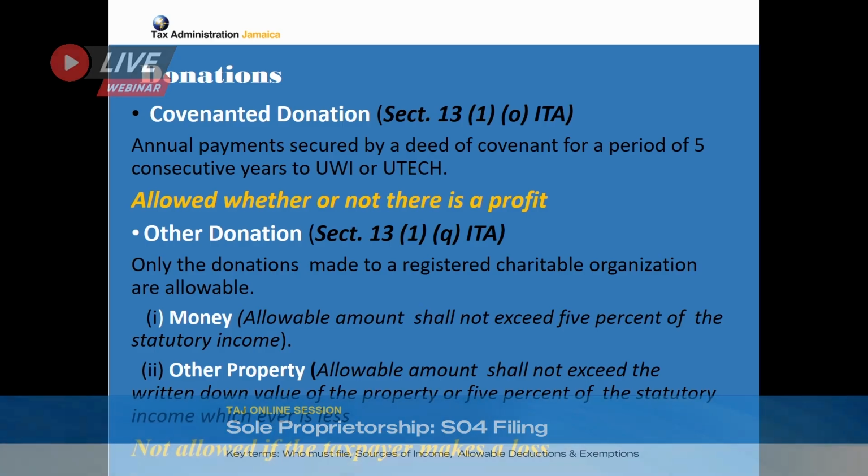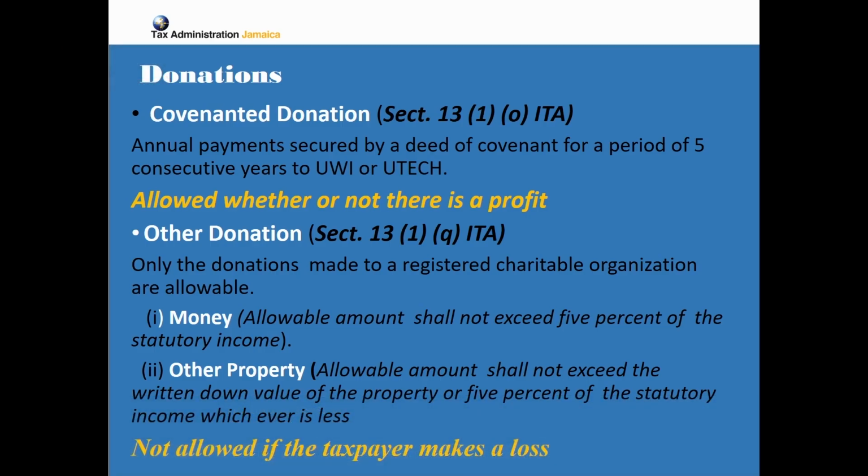And we have some others here, and I'm just going to do 2 of them briefly. One we call donations. This is another allowable deduction that you are allowed to claim. But in the first instance, we have covenanted donation. Covenanted donation, as the word suggests in section 13(1)(o), is by covenant. It's sacred, people. S-A-C-R-E-D. Sacred.